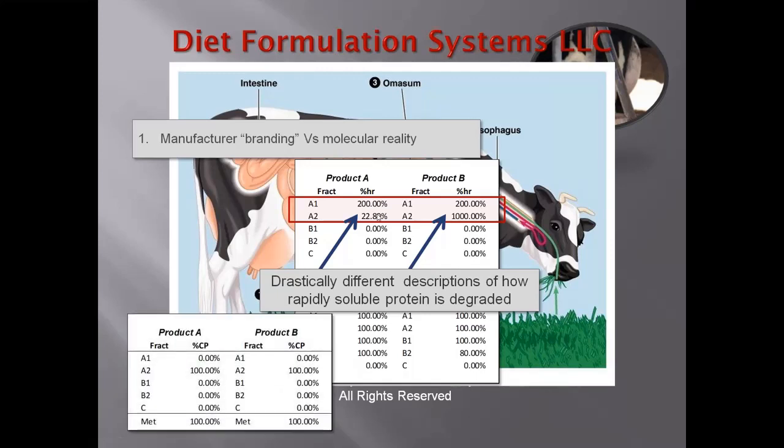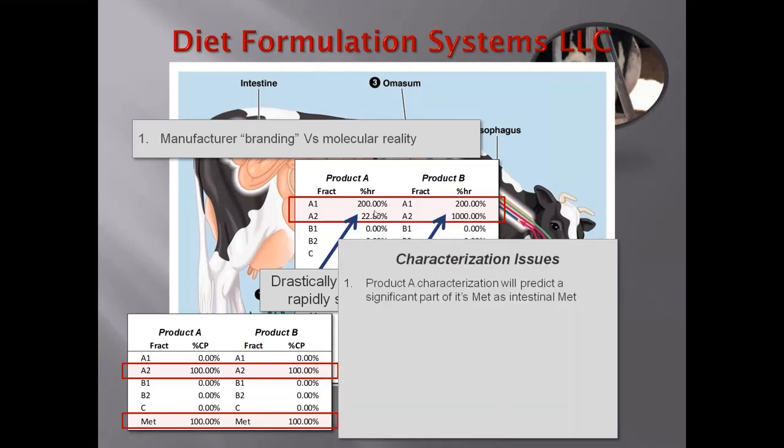That becomes even more significant when we look a little closer at the rest of the characterization. Everything, all protein, is in the A2 fraction, and it's all methionine. Okay. Here are the issues with these characterizations. The product A characterization here will predict a significant part of its methionine as intestinal methionine. But if you look at product B, it is going to predict very little of its methionine as intestinal methionine. So they're very different. If you were looking for an intestinal methionine source, you would say, well, I'll use this one. It's degraded much more slowly. It's in the soluble protein fraction. It'll flow faster. That'll give me my methionine.